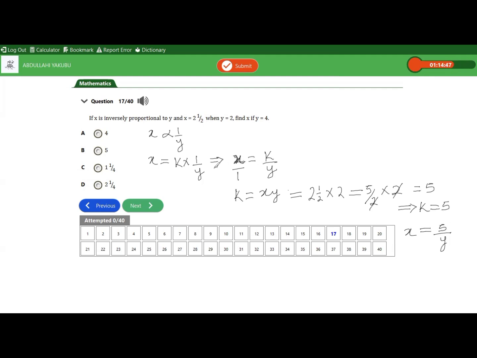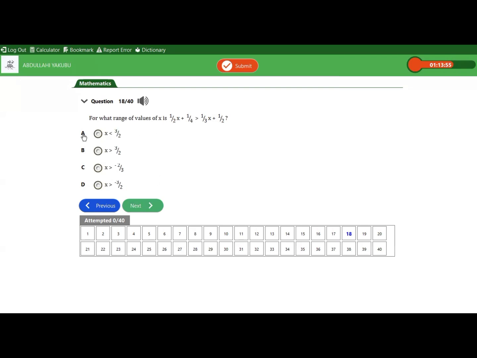Looking at what we get from this inversely proportional, x is equal to 5 over y, this relationship. We now say, find x if y is equal to 4. We're looking for x if y is equal to 4. So we're looking for x equal to 5 over y, which is given to be 4. So x is equal to 5 over 4. So 5 over 4 can be written as 1 whole number, 1 over 4. So that is option C. I hope this is understood.